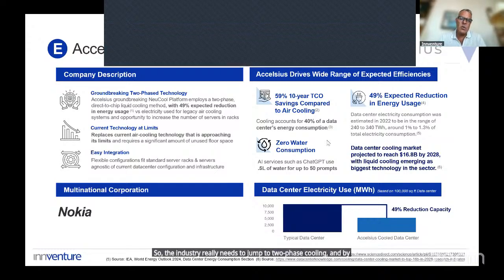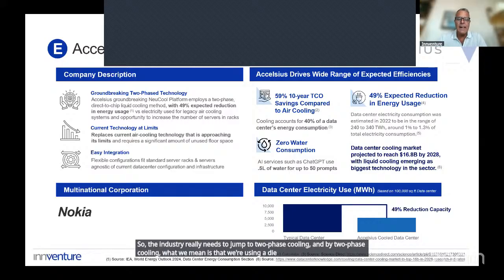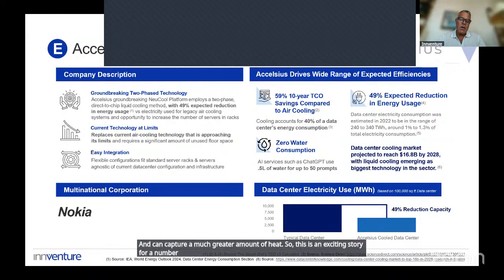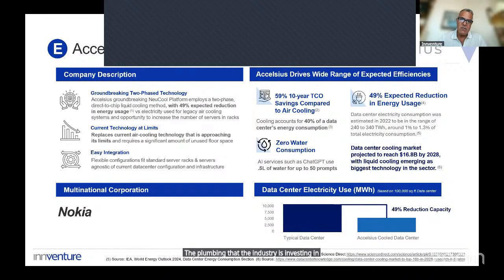And by two-phase cooling, what we mean is that we're using a dielectric fluid, not water, so it doesn't damage the server, but that fluid vaporizes when it comes into contact with the heat source and can capture a much greater amount of heat. So this is an exciting story for a number of reasons, and in part, the plumbing that the industry is investing in to go to liquid, i.e., to go to single phase water, is the same plumbing and infrastructure that's needed for our technology. So that groundwork has been done already, and no one has to make an additional capital investment.